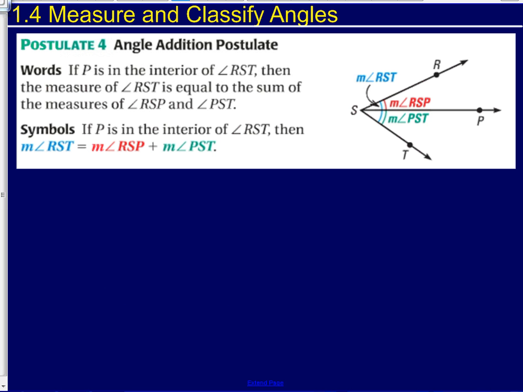Our next postulate we're going to talk about is the angle addition postulate. The angle addition postulate says if P is in the interior of angle RST, so if you look, you have angle RST, and in the middle is that P, then the measure of RST is equal to the sum of the measures of angle RSP and PST. So basically all they're saying is that if you add these two angles up, it equals this big angle.